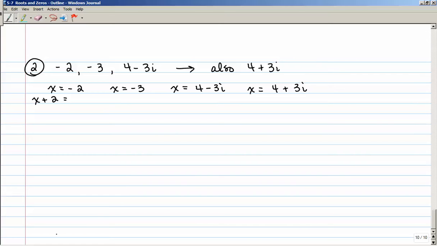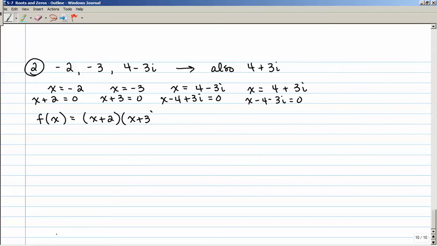So x plus 2, x plus 3, and this is going to be x minus 4 plus 3i. So that's subtracting 4 from each side and adding 3i to both sides, and x minus 4 minus 3i. So my function is going to equal x plus 2 times x plus 3 times x minus 4 plus 3i times x minus 4 minus 3i.